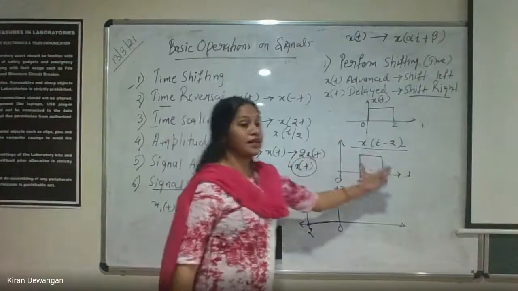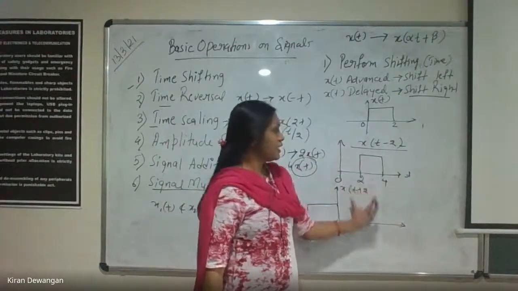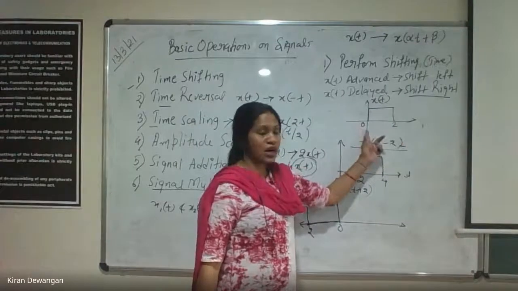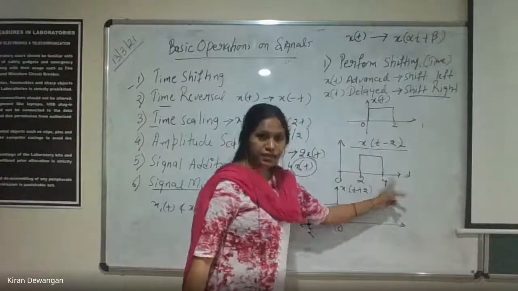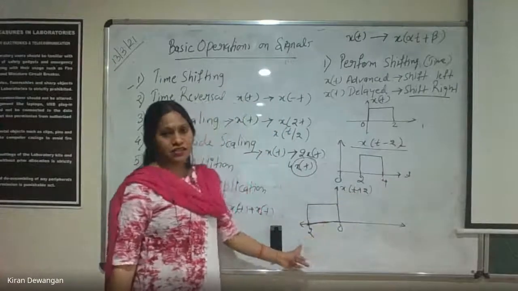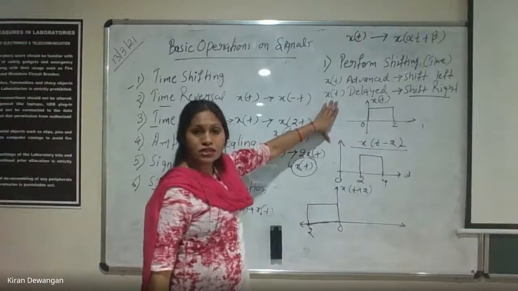And this is starting later after xt. xt यहाँ पर 0 पे start हो रहा है and here it is starting at 2. So this is a delayed signal and this is the advanced signal. So that is our first step.